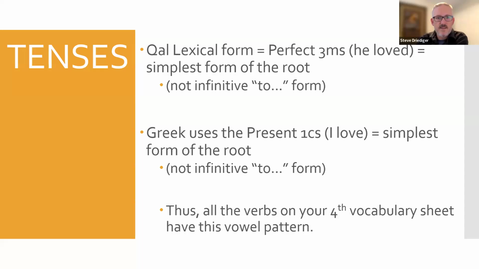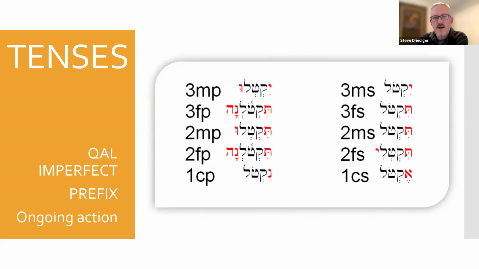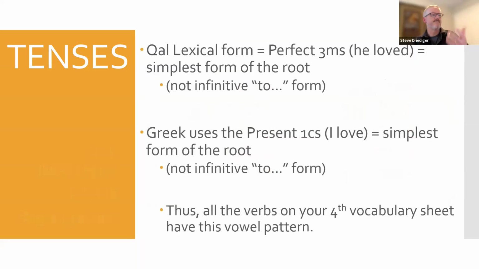So lexical form, third masculine singular, we already went over that. All of the verbs on your fourth vocabulary sheet have the same vowel pattern. That fourth vocabulary sheet is the one that will be used for today's quiz. We'll go over that vocabulary again before you write the quiz, just to make sure it is cemented well. So that is perfect form.